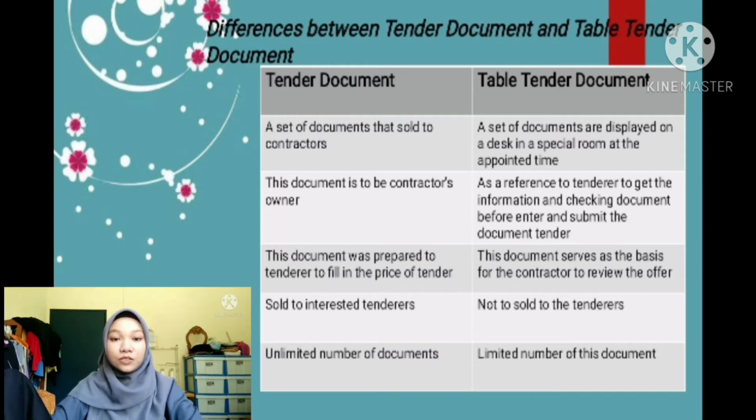Tender document is sold to interested tenderers and has an unlimited number of documents, while table tender document is not sold to the tenderer and has a limited number of documents.